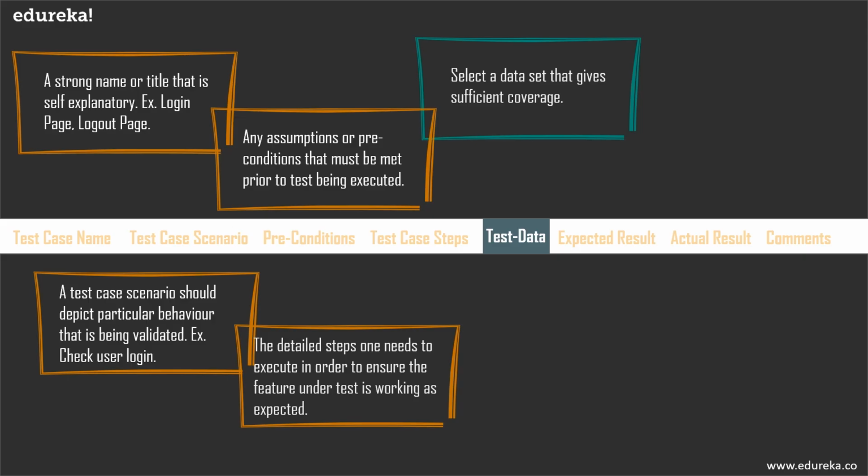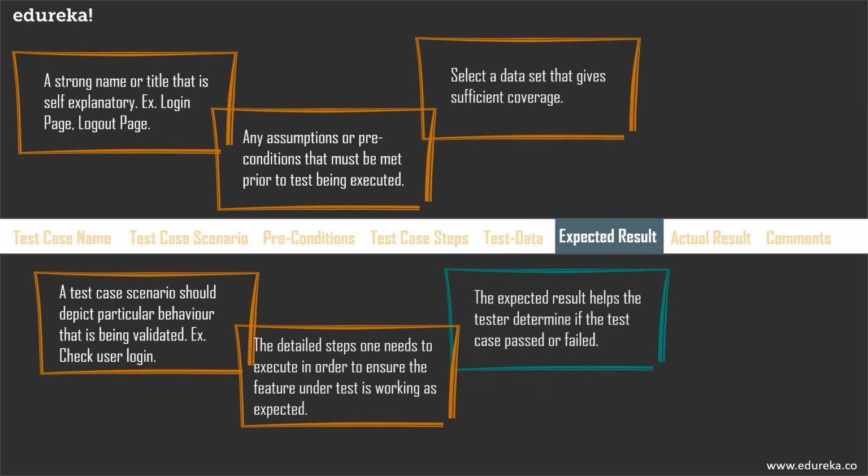Testing for every data permutation and combination is really challenging and literally impossible. Hence, it becomes important to select a data set that gives you sufficient coverage. So select a data set that specifies not just the positive scenarios but negative as well. This way you cover all-round possibilities.